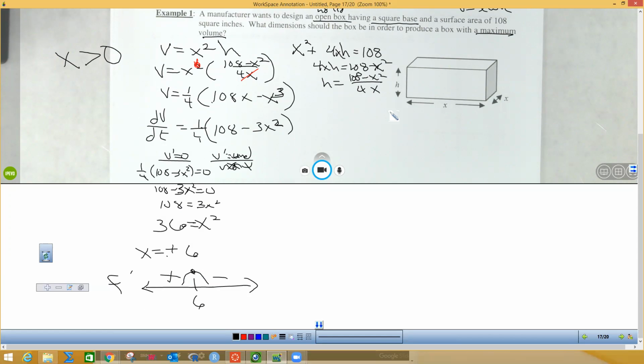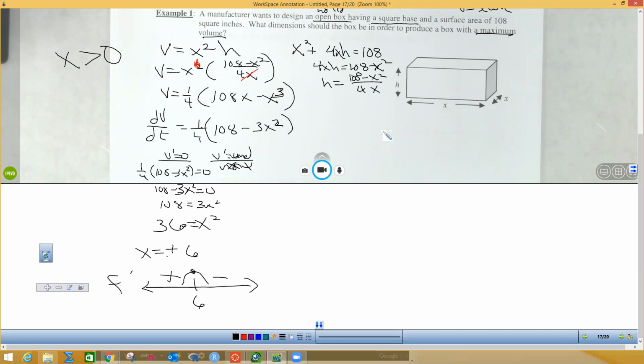Another thing we could have done is the second derivative test. We could have taken another derivative of this thing, done the derivative again, and found out what the concavity was of the second derivative at 6, but I like this way better.